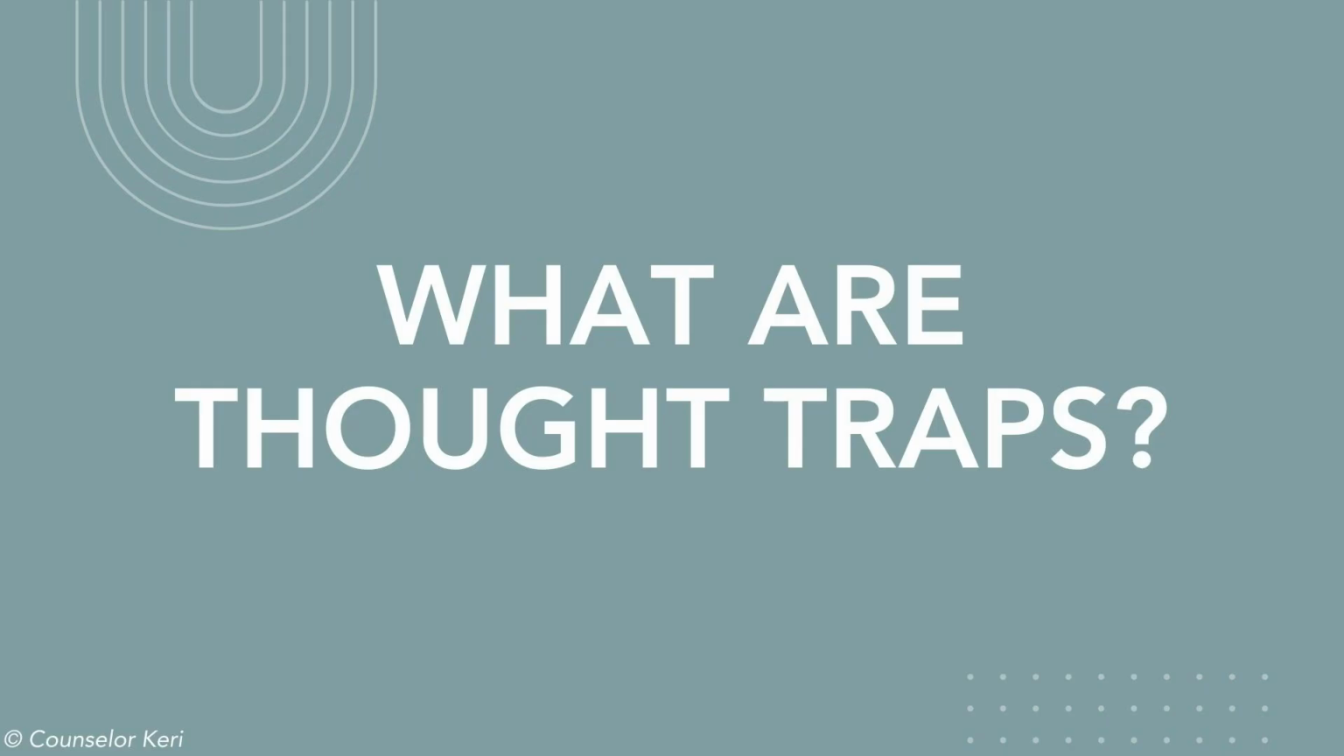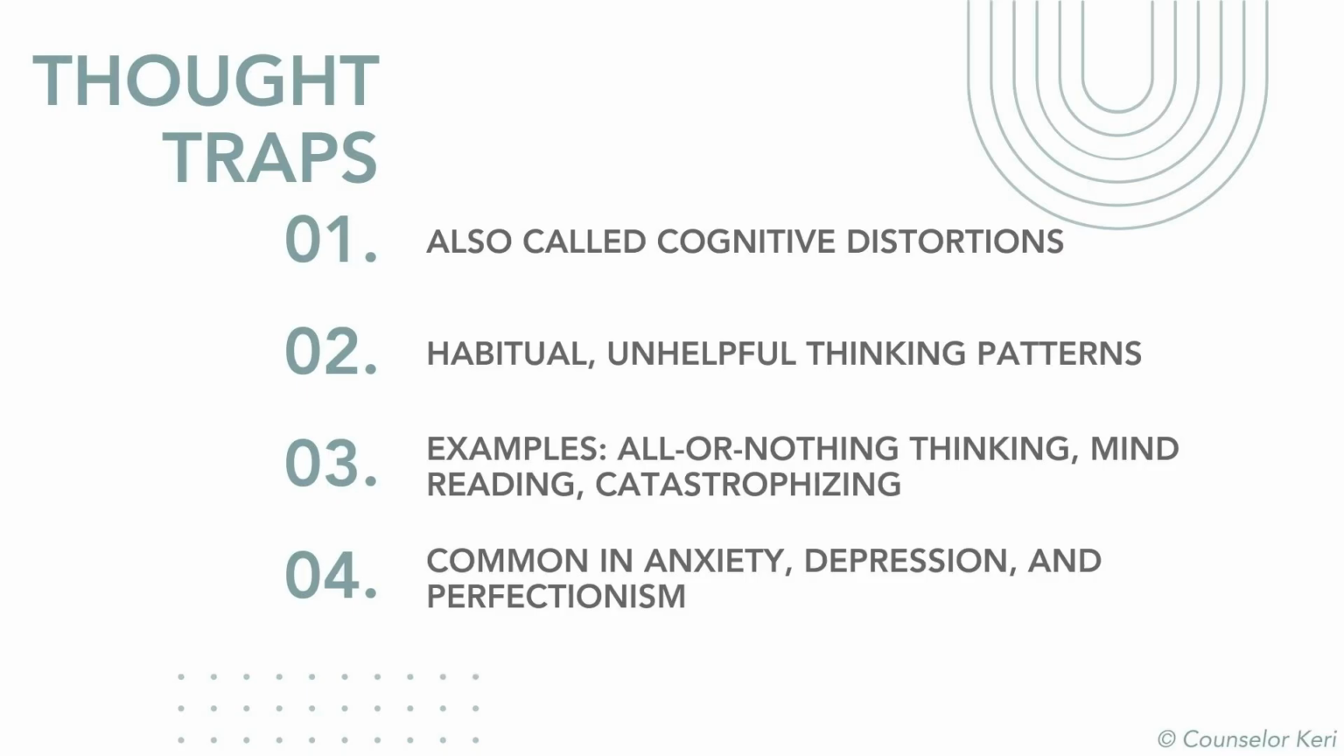Before we look at the map, let's just quickly refresh on what thought traps actually are. Thought traps are just another name for cognitive distortions, and they're common culprits in anxiety, depression, and perfectionism. These are those automatic, unhelpful thoughts that make a situation feel worse, like, if I'm not the best, I'm the worst, or she didn't say hi, she must hate me. Recognizing these is the first step to changing them.